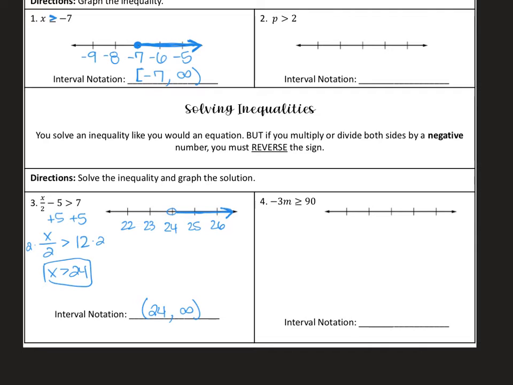All right, I want you guys to pause the video and try number 4 on your own. Remember, if you multiply or divide both sides by a negative number, you must reverse the sign. So don't forget that when you do number 4.